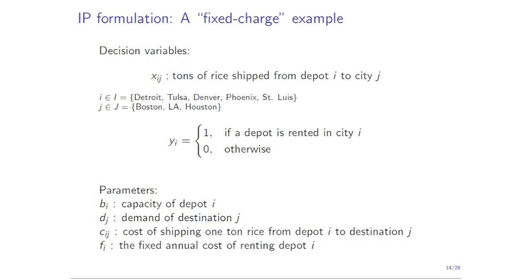Okay, let me go on. Based on these variables, I've already formulated my objective. Let me write it down again. So I want to minimize the sum over I, J in J of unit shipping cost times xij, plus the fixed cost portion for every potential candidate. If I decide to rent that place, then I will have to pay fi, right?